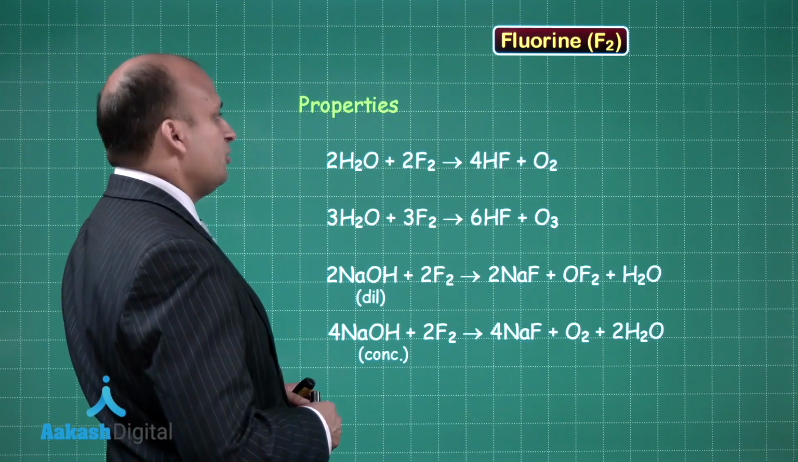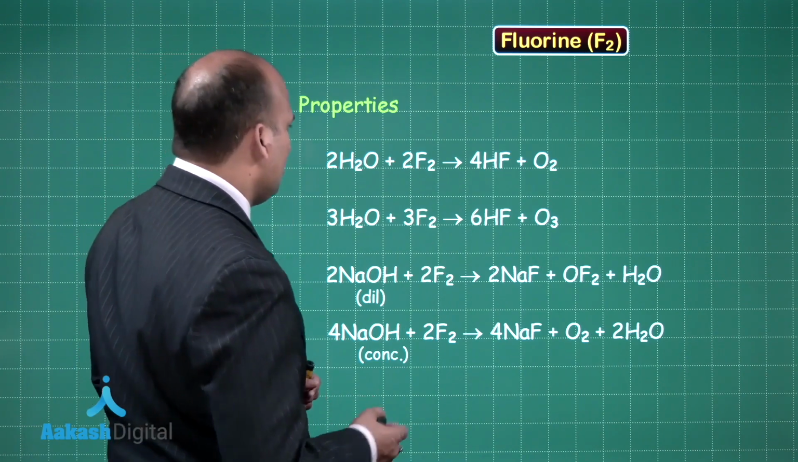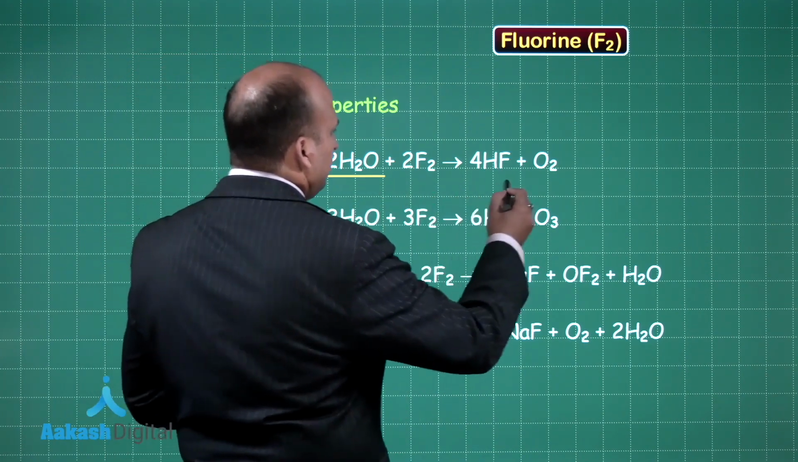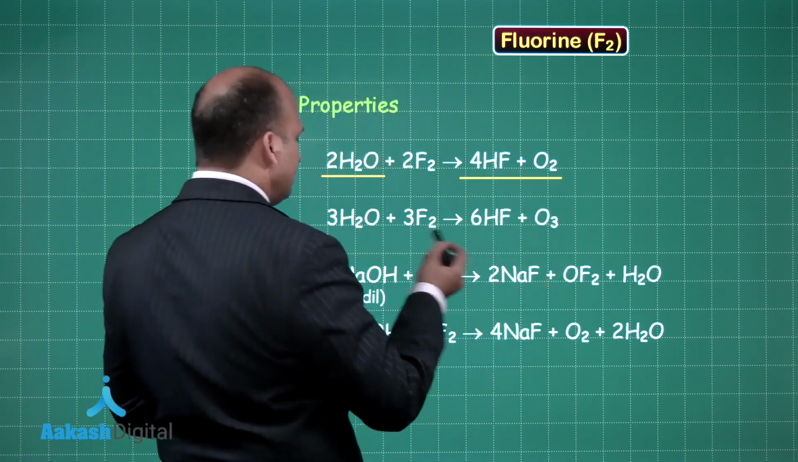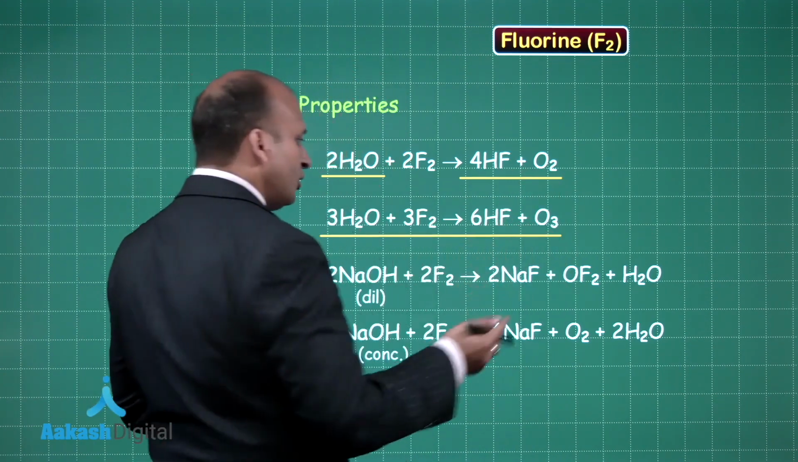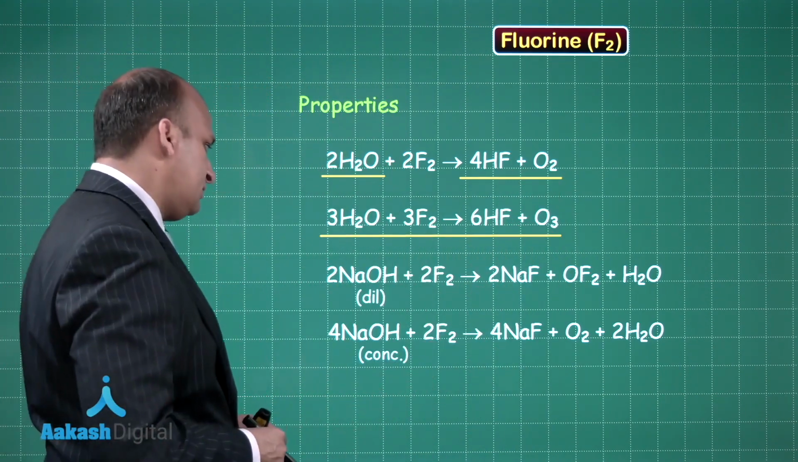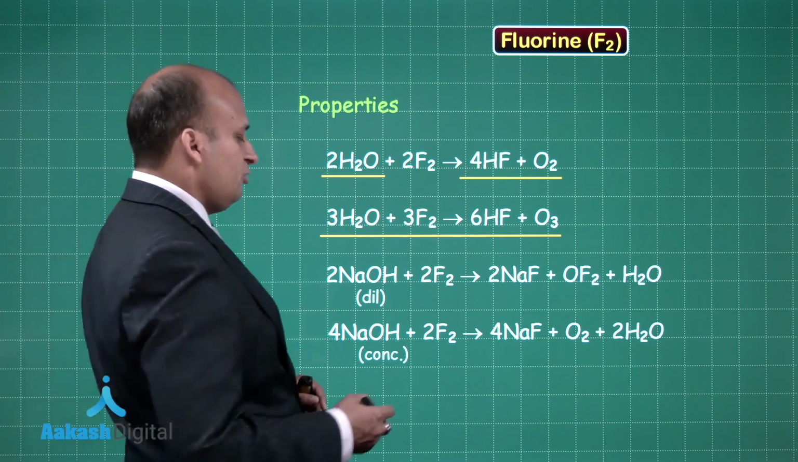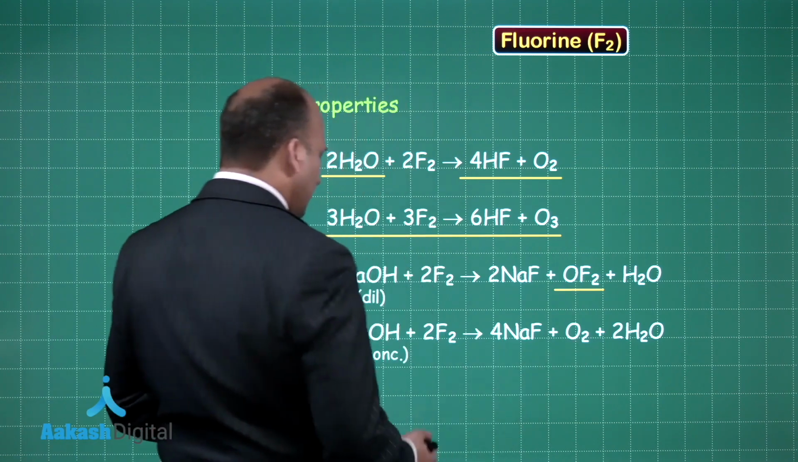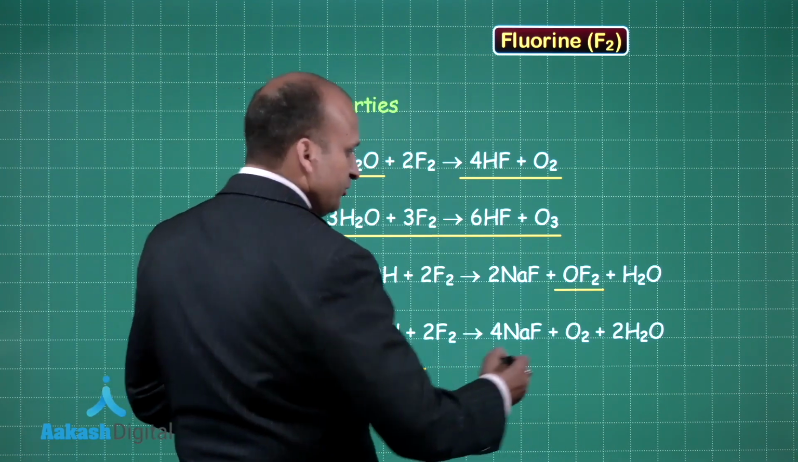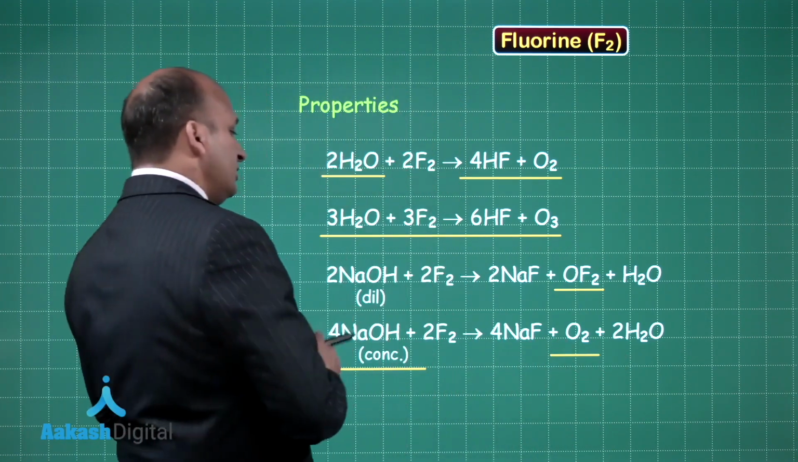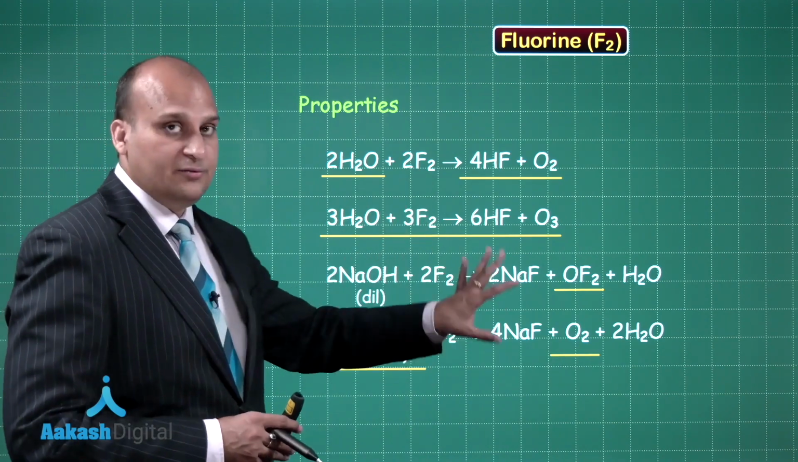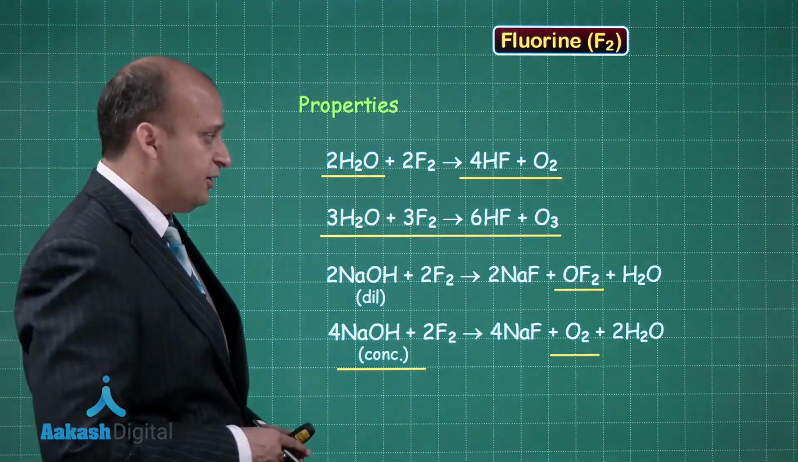Now let's talk about the properties of fluorine on addition to water. If you are adding smaller quantity of water, you are releasing oxygen. If you add a higher quantity, ozone will be released. If you react fluorine with dilute NaOH, you will be getting OF2, whereas when you react it with concentrated NaOH, you will be getting the oxygen gas. These two reactions are in particular very important, can be asked in the exams. Okay.